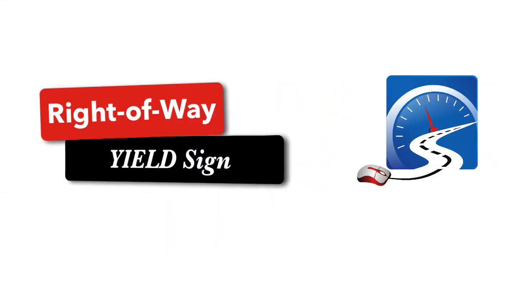Yield signs, you have to give the right of way to other pedestrians, road users, cyclists, those types of things. This one is near a high school. The high school is just over here to my right. So in the morning when school lets in and the afternoon when school lets out, they're going to be fairly busy with pedestrians here at the crosswalk.